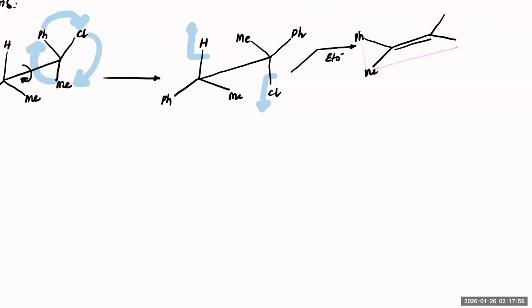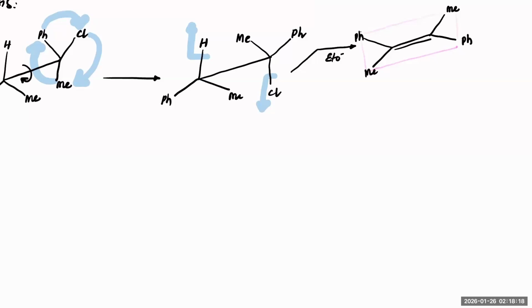As you compress it here, this methyl and phenyl will be on the same side, and this methyl and phenyl will be on the same side. So you'll have methyl here and phenyl here. So what are we getting now? What did we get from here?